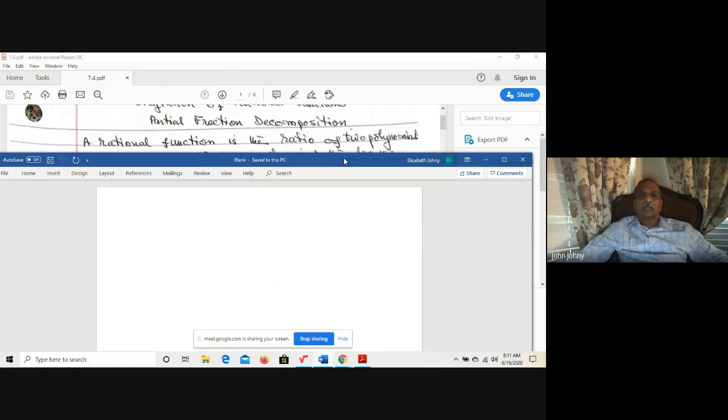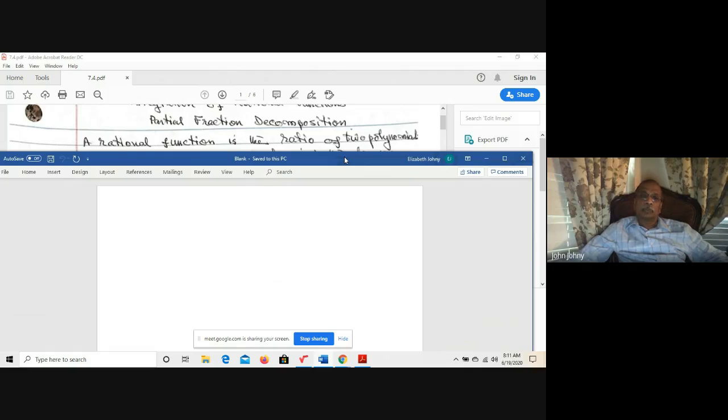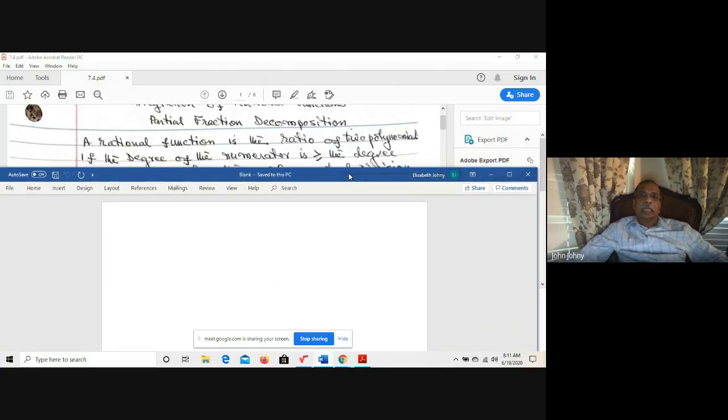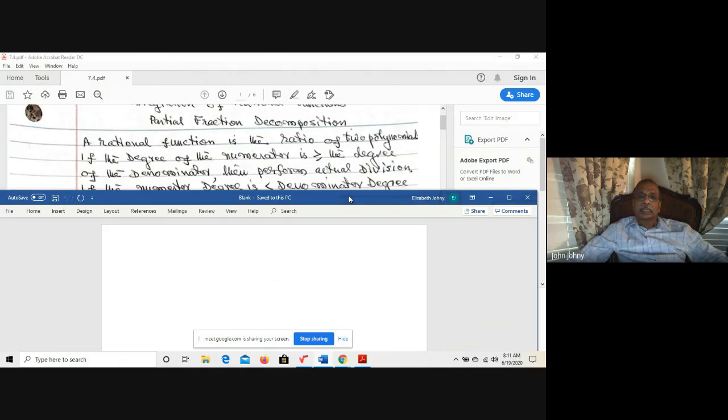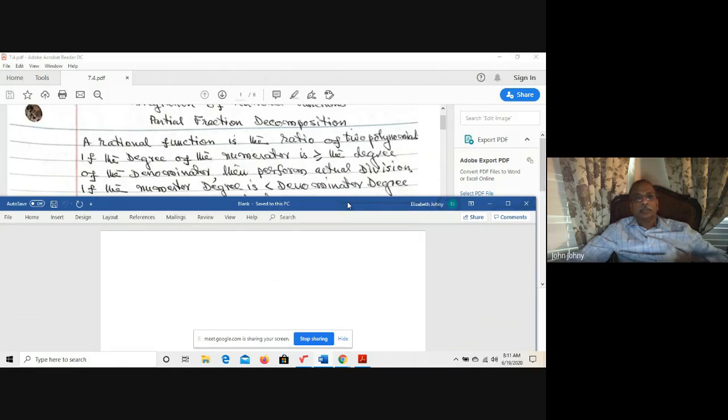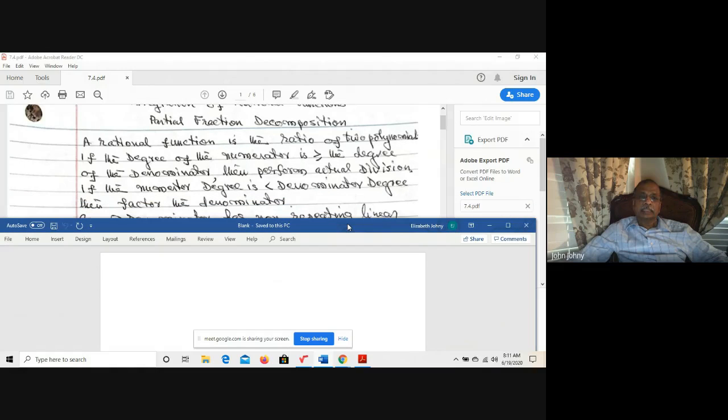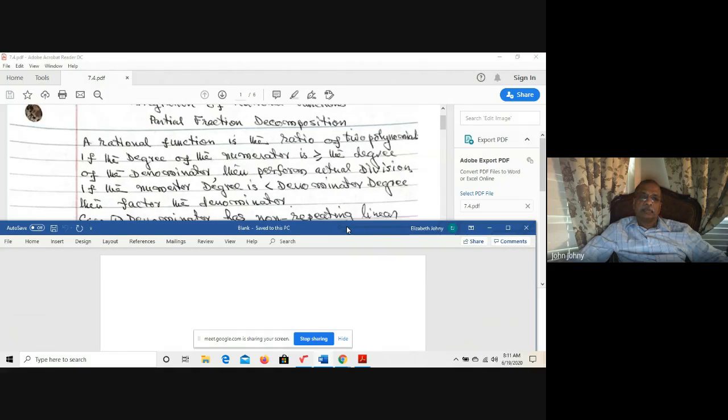A rational function is a ratio of two polynomials. If the degree of the numerator is greater than or equal to the degree of the denominator, then perform long division. If the numerator degree is less than the denominator degree, then factor the denominator. After that, there are three different cases.